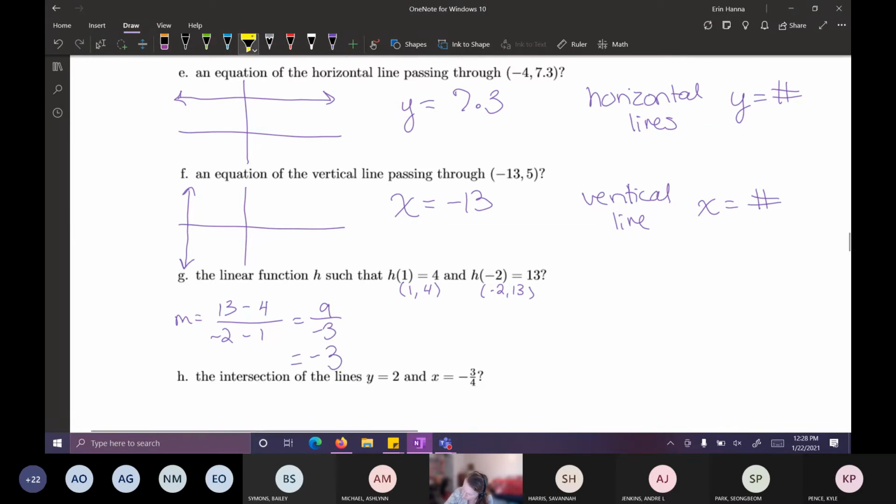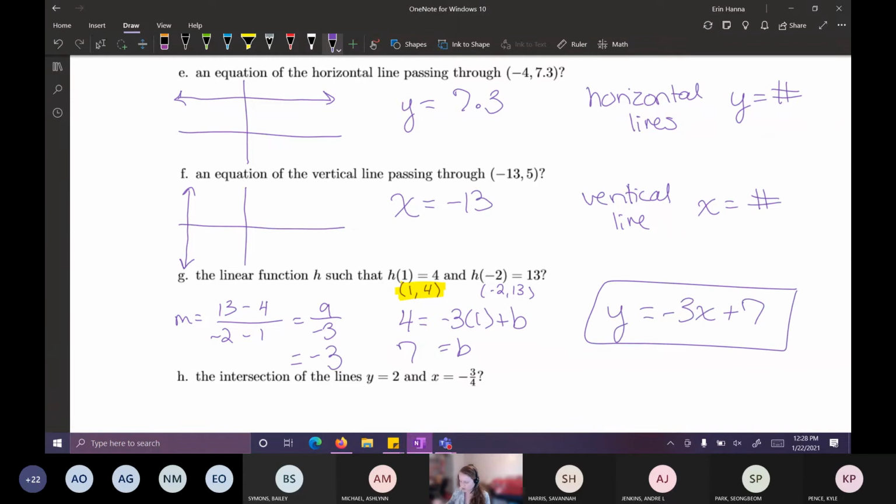If you plug that into y equals mx plus b, I would personally pick the (1, 4) to use for that. But it doesn't matter which one you pick, you'll get the same b value. You end up that b is 7, so your equation should be y equals -3x plus 7. Which again, most of you have. Which is why I'm going through it so fast, but of course, stop me if you need to.